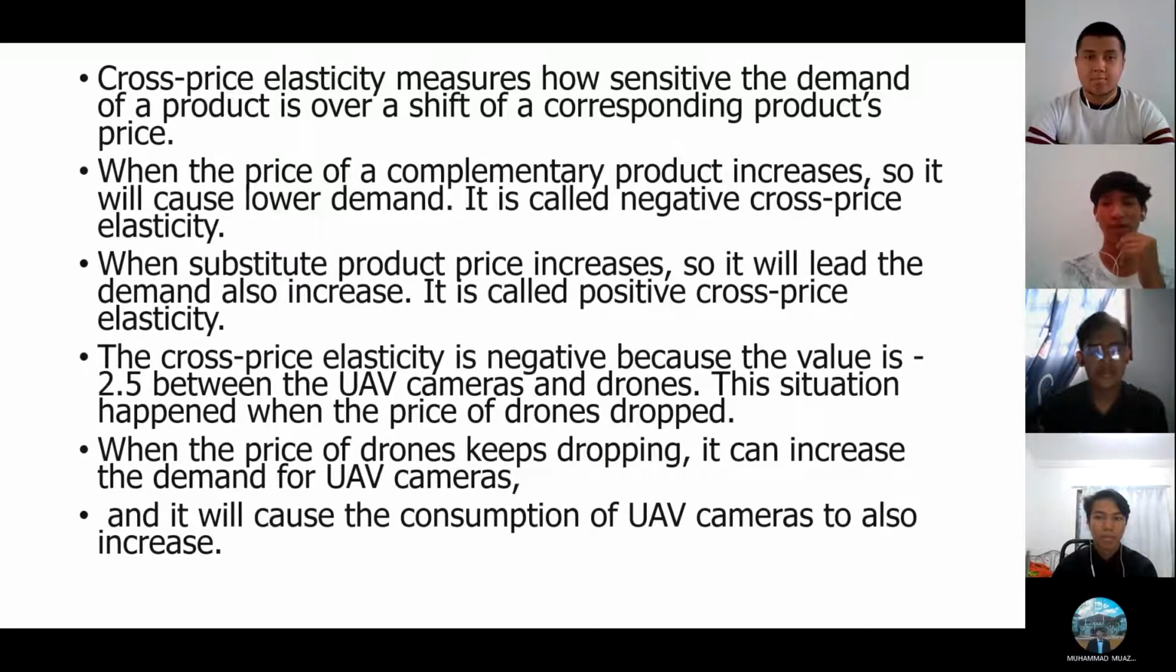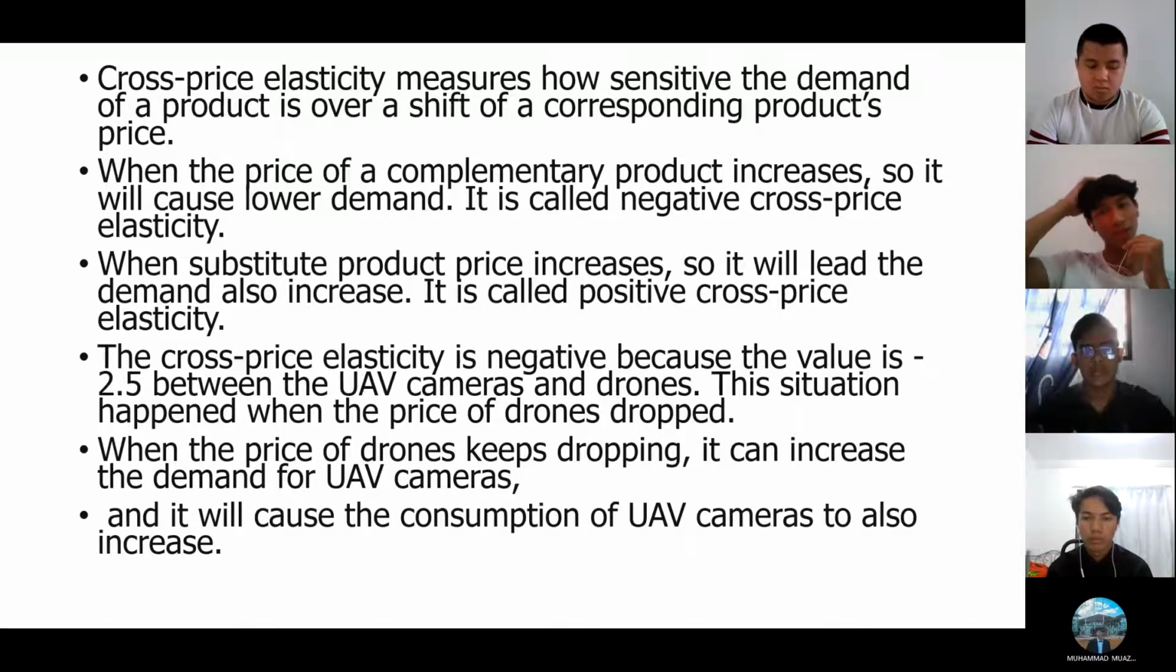Okay. So the first three points I already explained just now, and the fourth point is that the cross price elasticity is negative because the value is 2.5 between the UAV cameras and drones. This situation happens when the price of drones drops. Since the cross price elasticity is negative, that means UAV cameras and drones are complementary products to those who are in the photographer section.